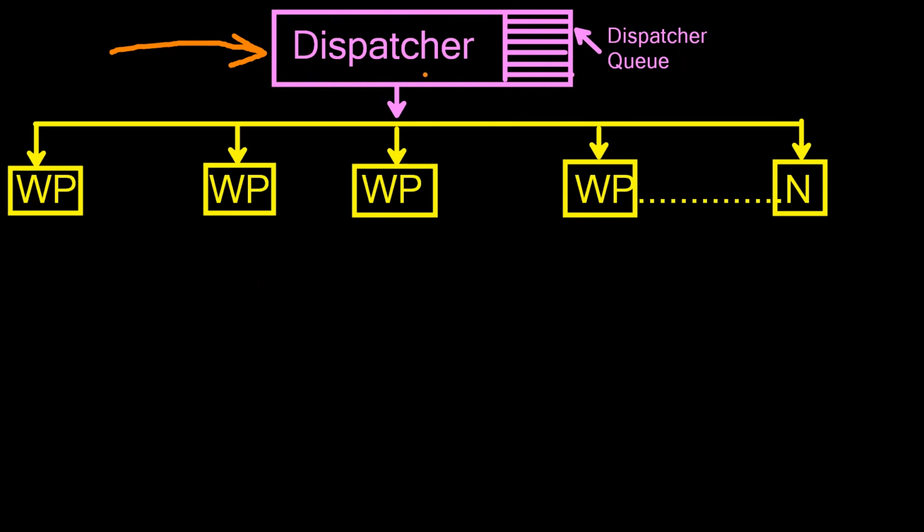coming to the dispatcher, and the dispatcher inserts the user request into the dispatcher queue. Next, the dispatcher looks for an available work process. Actually, we have two types of work process: one is the wait status work process, and the second is the run status work process.